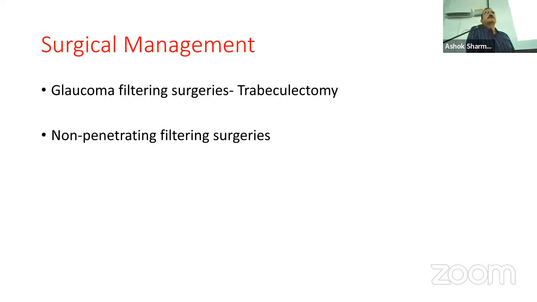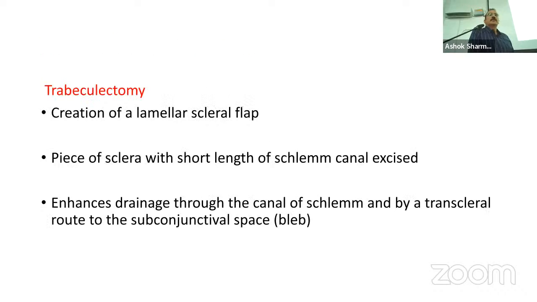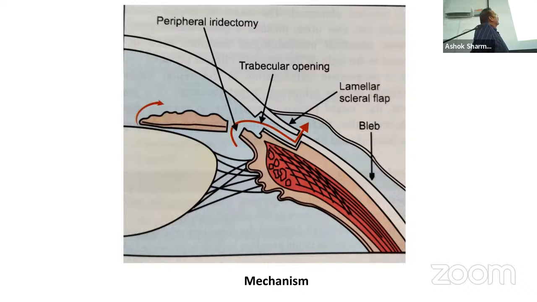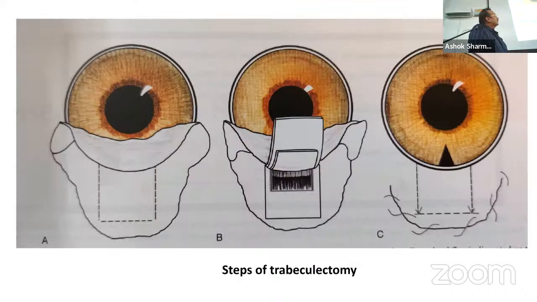Then we have non-penetrating filtering surgeries. That is beyond the scope of this class. We'll not be discussing that. And what happens in trabeculectomy? There's creation of a scleral flap. There is subscleral sclerostomy, inside the Schlemm's canal along part of the sclera. Now we create another drainage channel, right? So drainage is from here. We do an iridectomy also. This is subscleral sclerostomy. From here it goes to the subconjunctival space, makes a bleb and is drained. Normally what happens is that from trabecular meshwork it goes to the episcleral vein, right? So these are the steps.